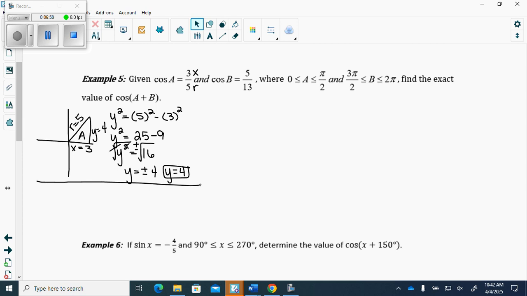Got it. So that's why it's positive, because we drew it. Because it could be plus or minus, correct? But it's positive because it's in quadrant 1. Yes, true that. All right.